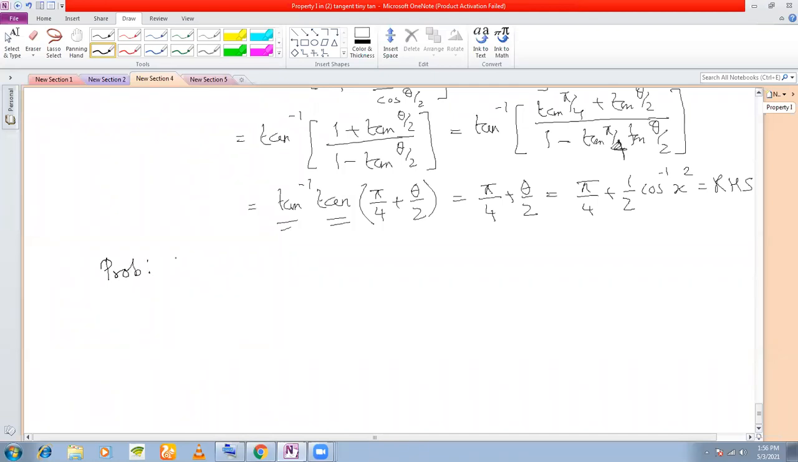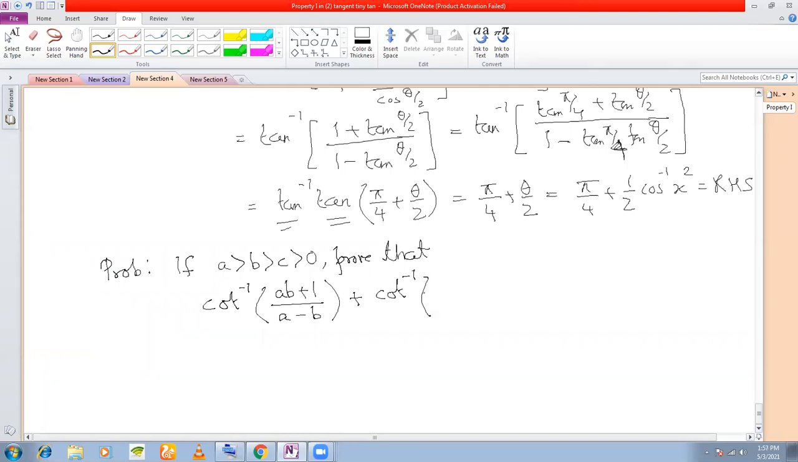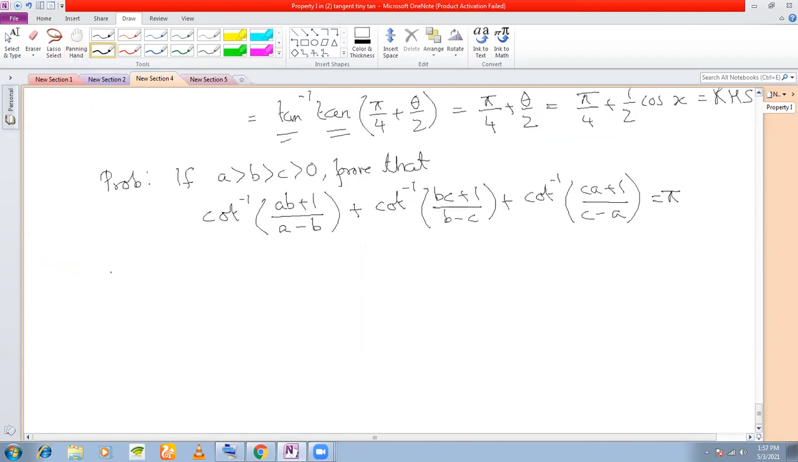The problem here is: if a greater than b greater than c greater than 0, prove that cot inverse of (ab plus 1) divided by (a minus b) plus cot inverse of (bc plus 1) by (b minus c) plus cot inverse of (ca plus 1) by (c minus a) is equal to pi. You need to prove this.